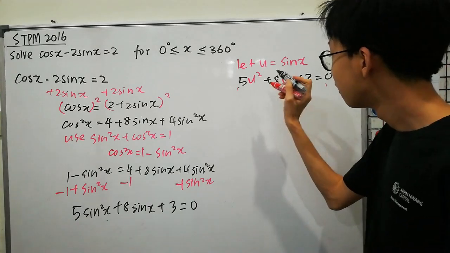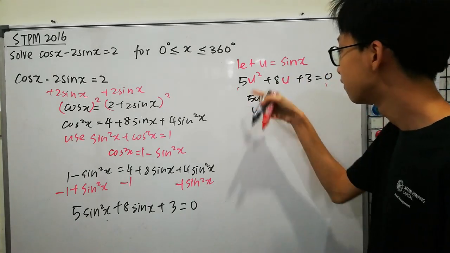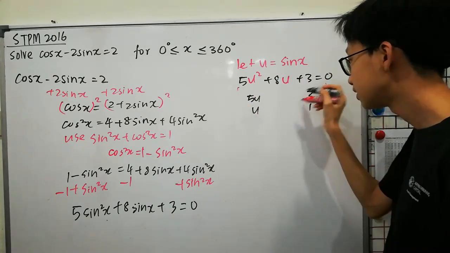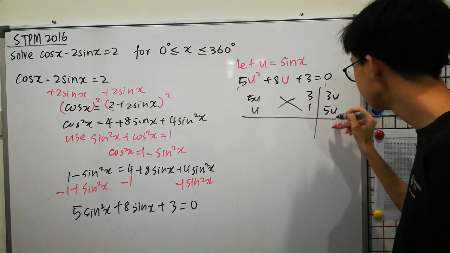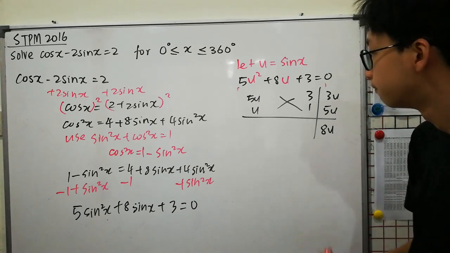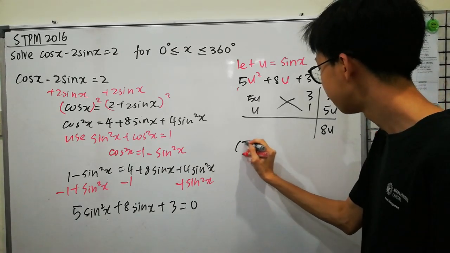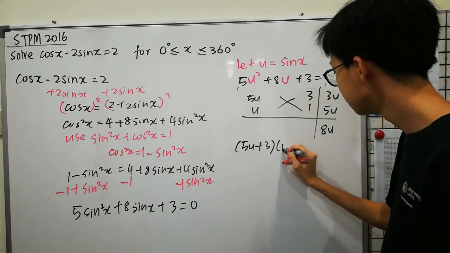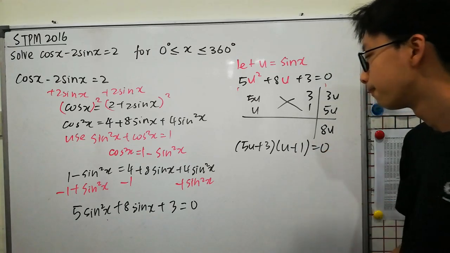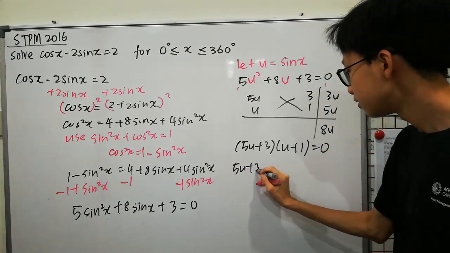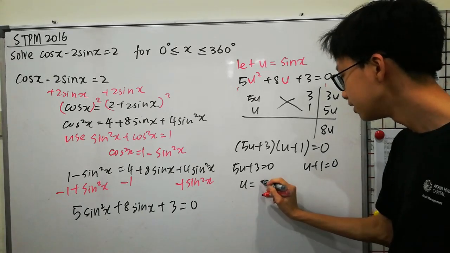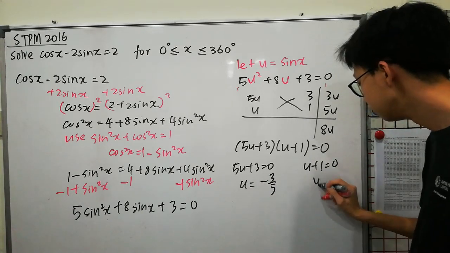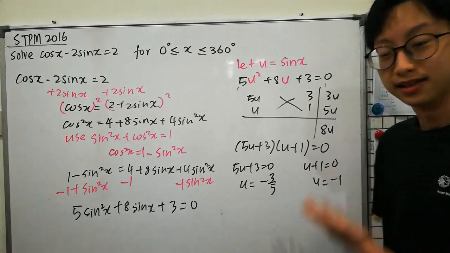Factorize it. 5u times u is 5u squared, 3 times 1 is 3. When we cross multiply, we have 3u plus 5u, which will give you 8u. So it will be 5u plus 3 times u plus 1 equals 0. 5u plus 3 equals 0, or u plus 1 equals 0. u will be negative 3 over 5, or u will be negative 1. This is not the end, yeah?